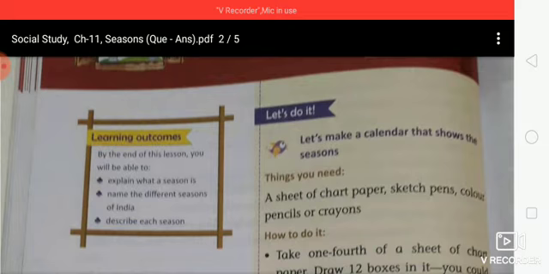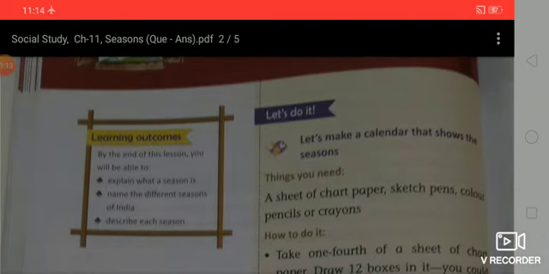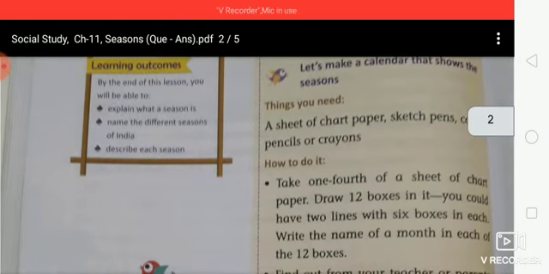Okay, let's make a calendar that shows the seasons. Things you need: a sheet of chart paper, sketch pens, and color pencils or crayons. Okay, how do we do it?